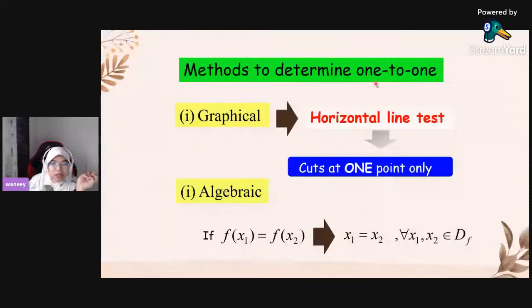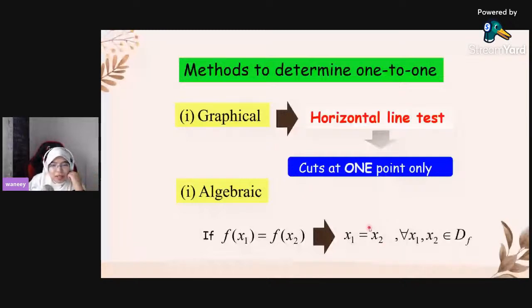Again, I repeat, to determine whether the graph or the function is one-to-one, you have two methods: graphical or algebraic. If you use the graphical method, you sketch the graph, do the horizontal line test, and make sure the line cuts at one point only. If you use the algebraic method, take the function, replace x with x1 on the left and x2 on the right, and check whether you get x1 equal to x2 at the end. If so, this is a one-to-one function. But if we get more than that, it is not one-to-one.